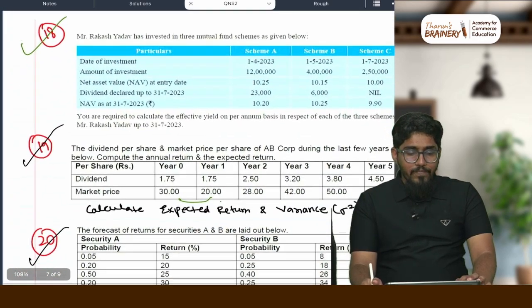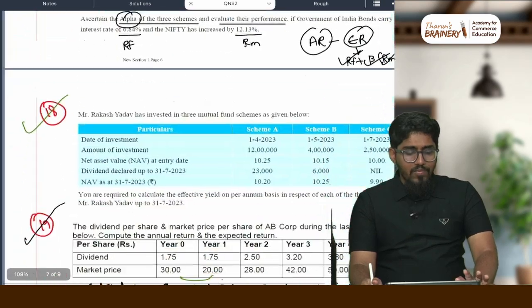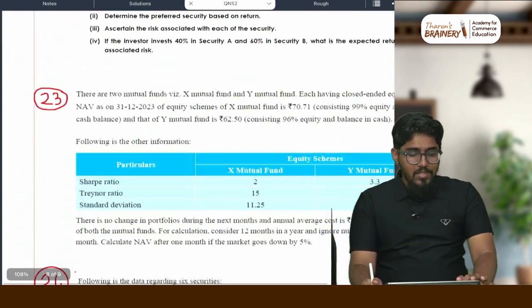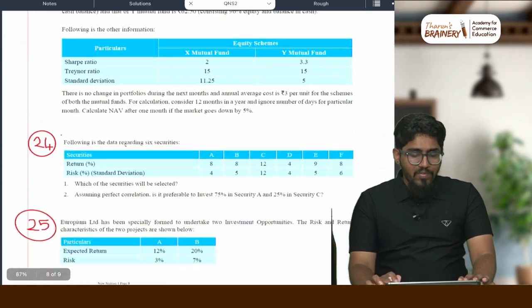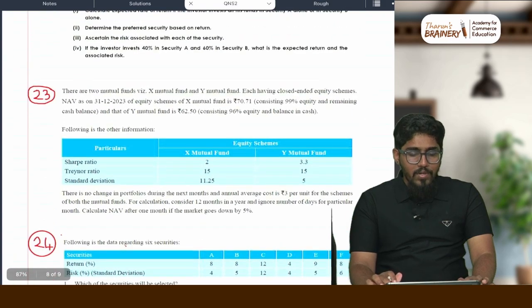Are you all with me? Now, a lot of questions are done. Now let us jump on to a few other mutual fund problems I wanted you to do.